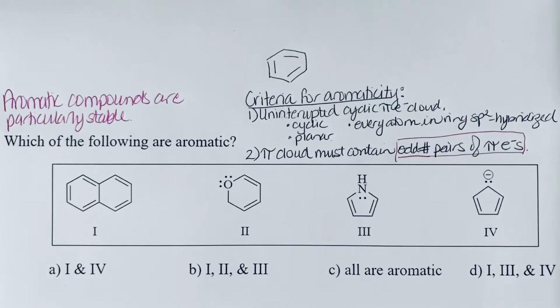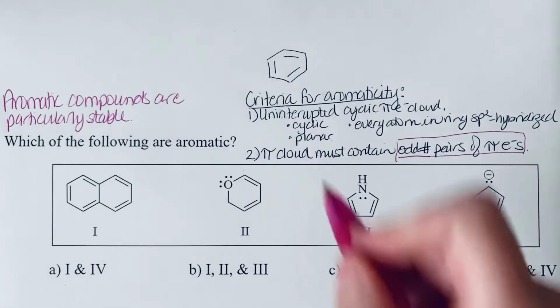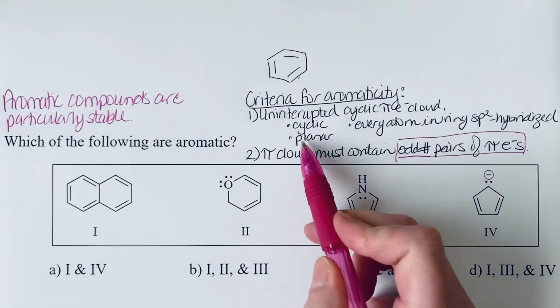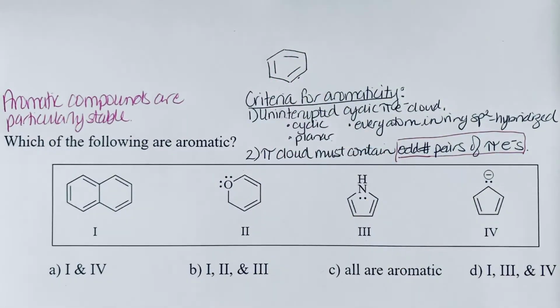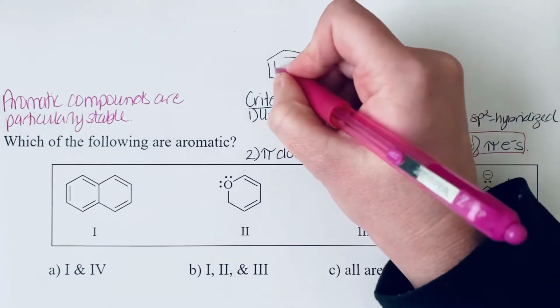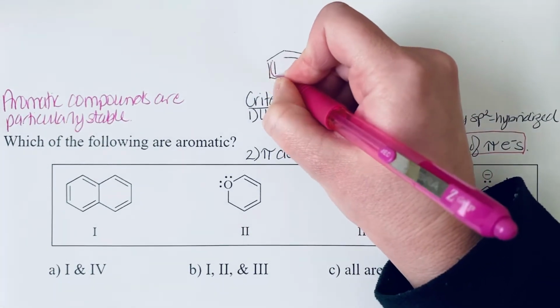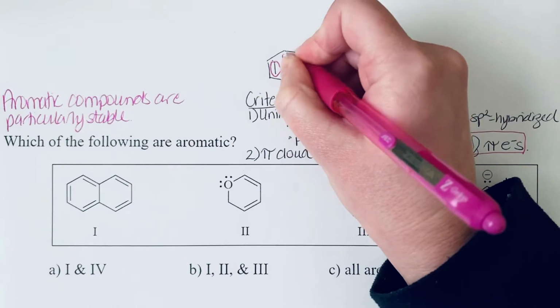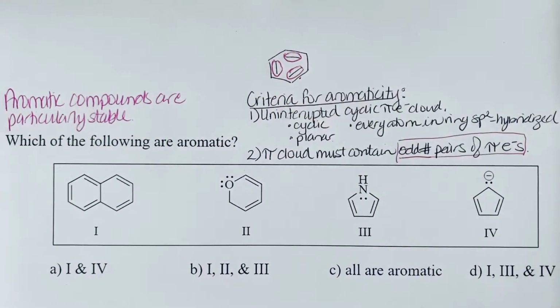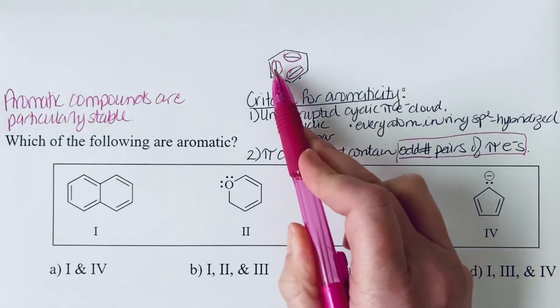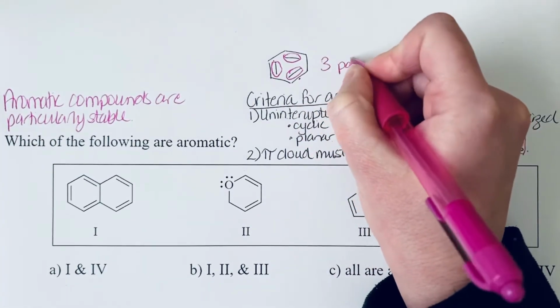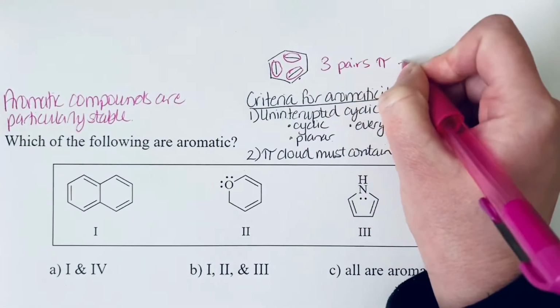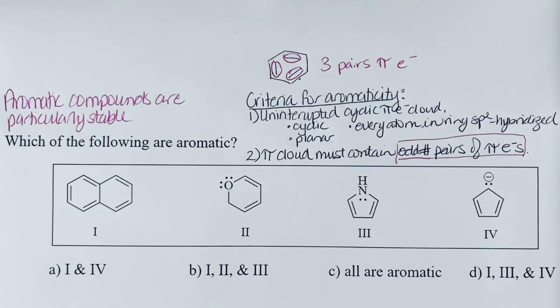So if we take a look at benzene, we can see that it is definitely cyclic. We know that it's planar because every atom in this ring is sp2 hybridized. And for an odd number of electron pairs, we're counting just pi electrons. So whenever you have a multiple bond, one bond is sigma and one bond is pi. So for each of these, we can count 1, 2, 3. So this has 3 pairs of pi electrons. Okay, so benzene is easy to recognize.